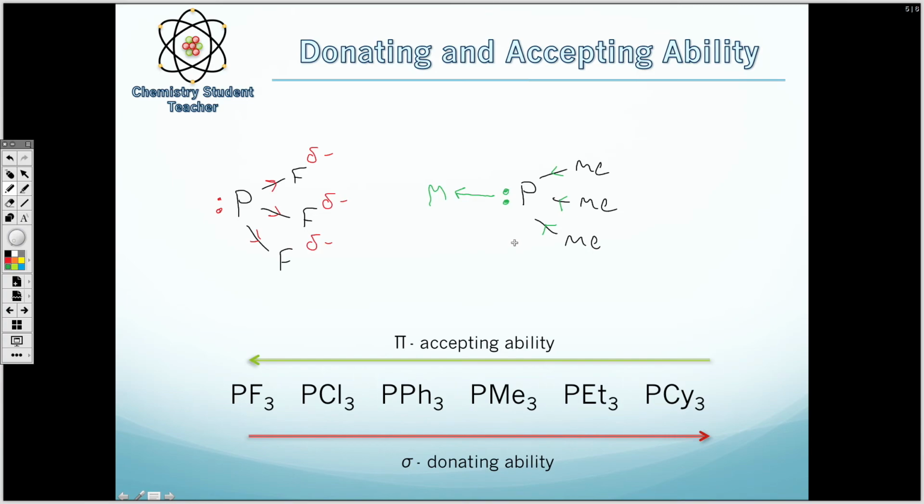Why is this important, you may ask? Well, when we're looking at things like pi acceptability as well, if we have a metal with a large electron density on it, so we have lots of electrons in those d orbitals, we can get very, very strong pi back bonding to these ligands, increasing that bond strength. Whereas if we have an electron poor complex, it's going to favour this sigma donating ability because it's going to want more electron density and it can stabilise that quite easily.